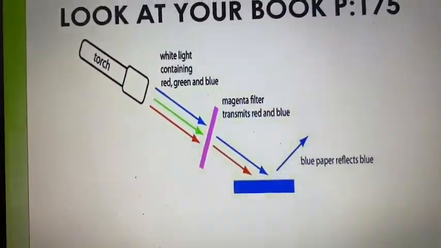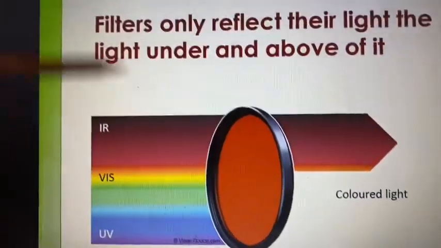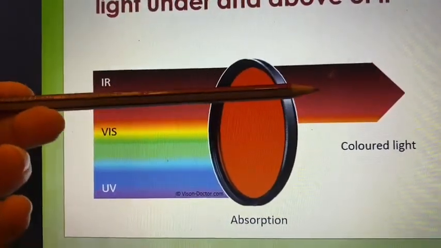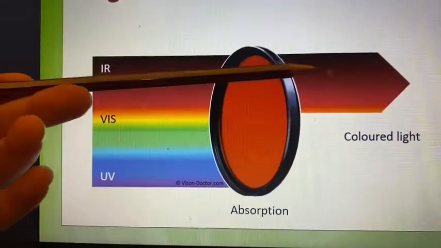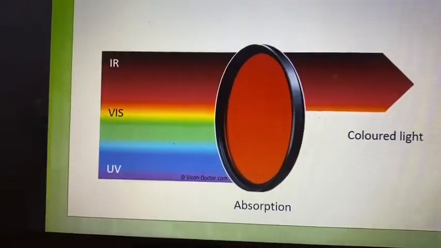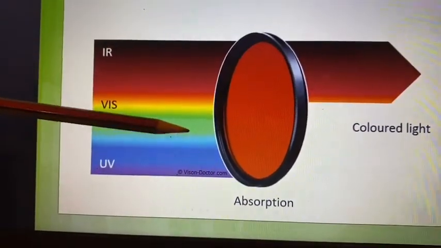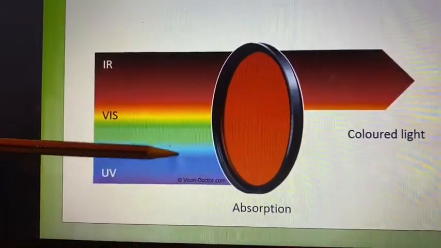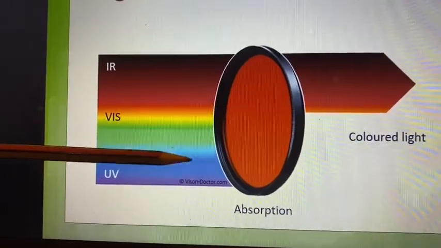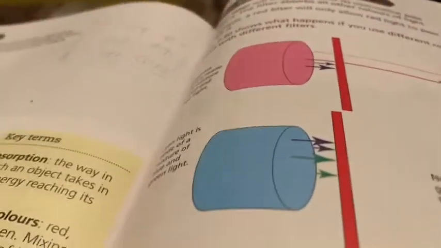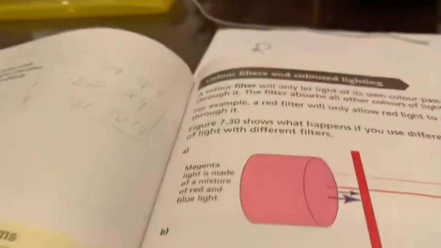For example, the red filter can only reflect its color, the red, and a little bit of the orange, the color just beneath it. For example, the blue filter can only reflect the blue, all the blue color, a little bit of green, and a little bit of indigo, and so on. Now, if you look at your book, page 175, they are making many examples for that.